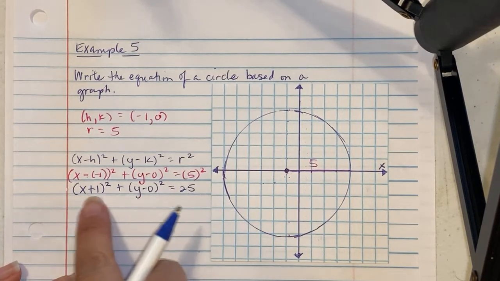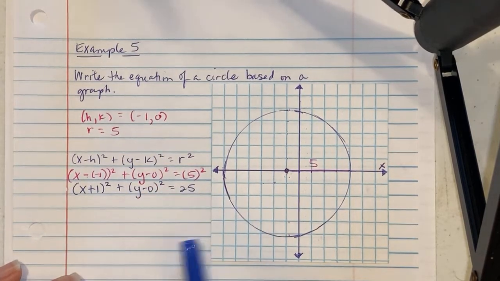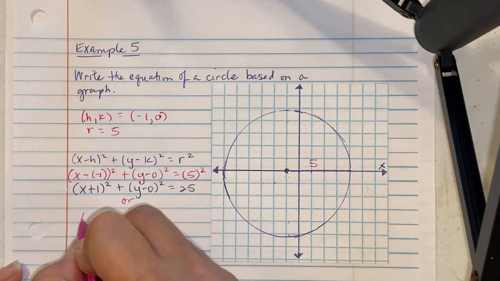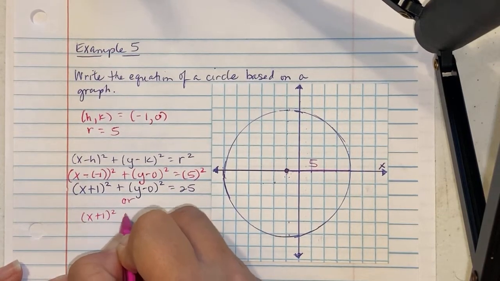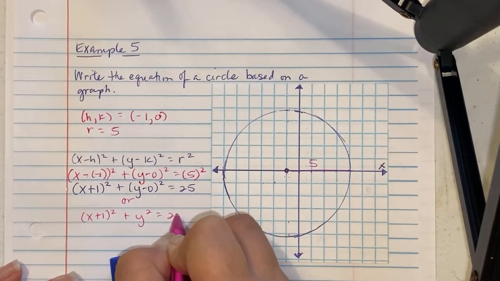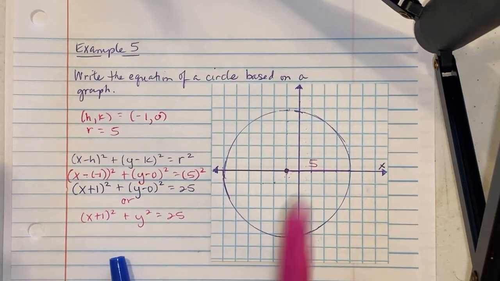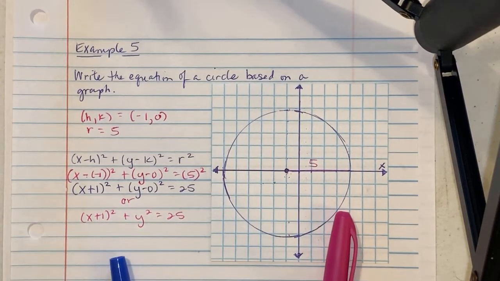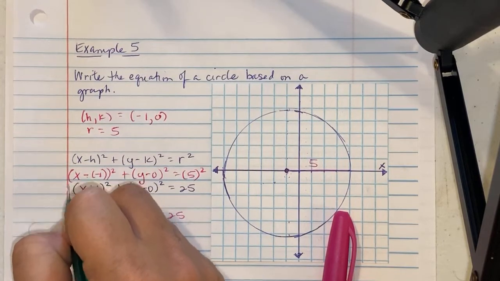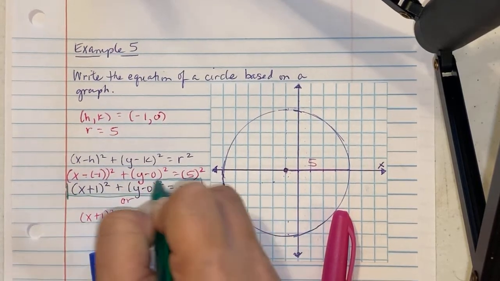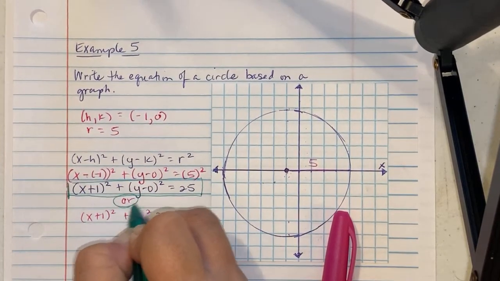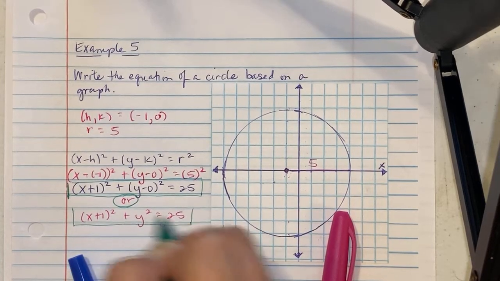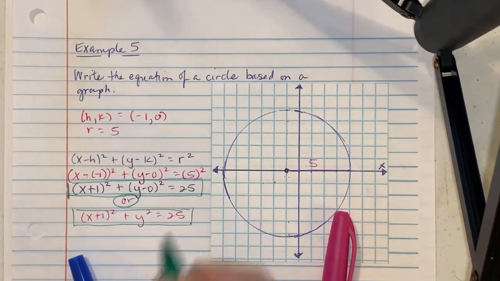You have an option of leaving your equation like this, or (x plus 1) squared plus y squared equals 25. You have two choices. It could be left like this one. And then remember I wrote the word or, this one.